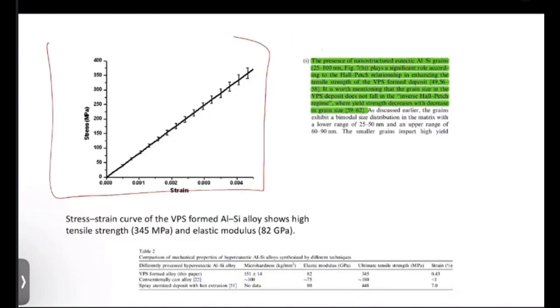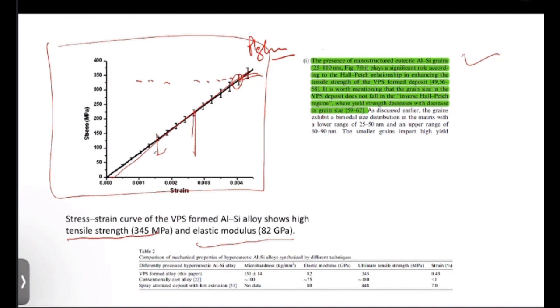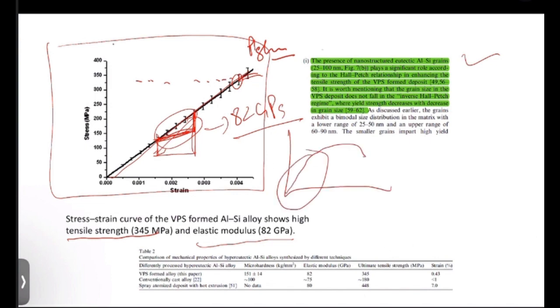This is the stress strain curve which we have discussed earlier. We can see there is a linear relationship. If you follow this figure, the tensile strength is around 345 megapascal. That means after that, plastic deformation will happen. The elastic modulus which we get from the slope is 82 gigapascal. The curve is like this, right? So this part is mentioned in this plot.